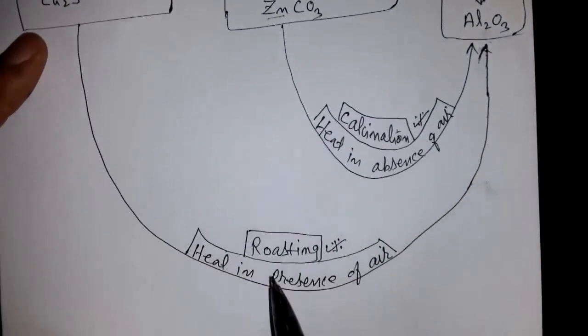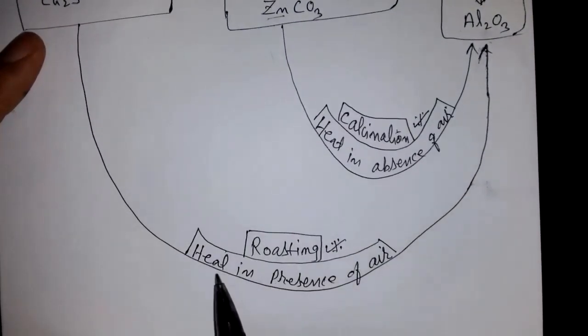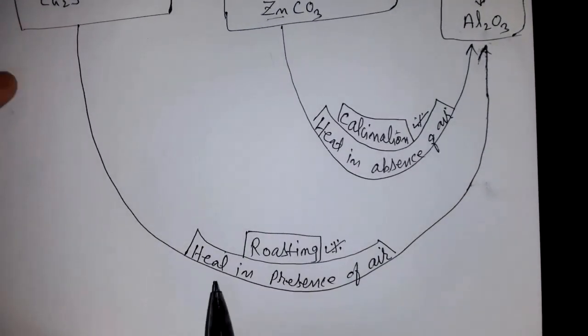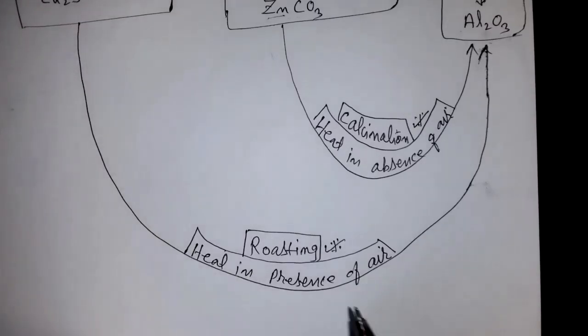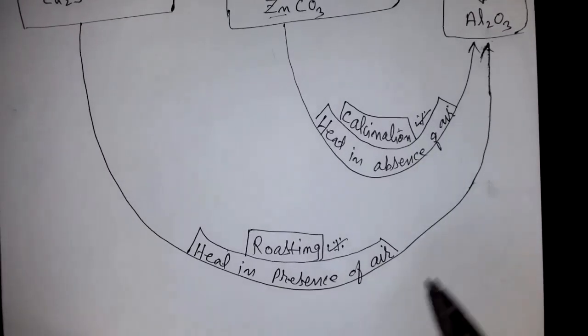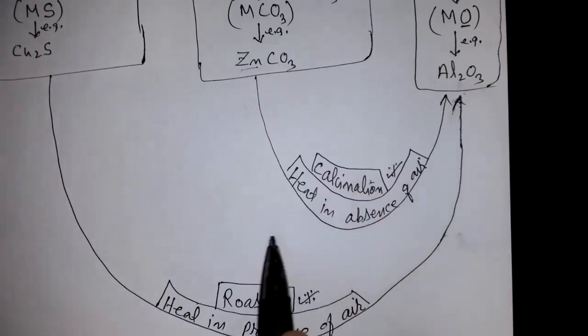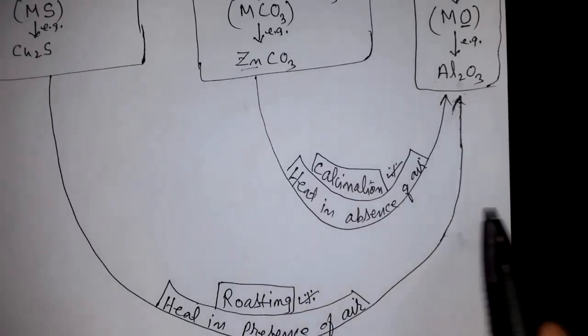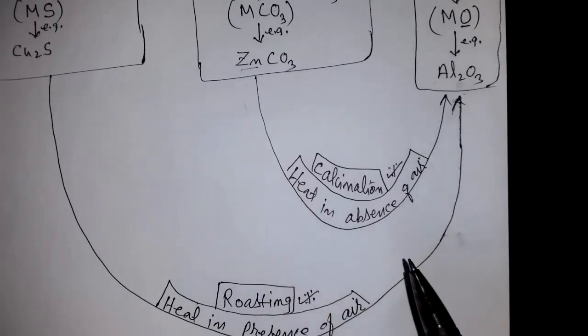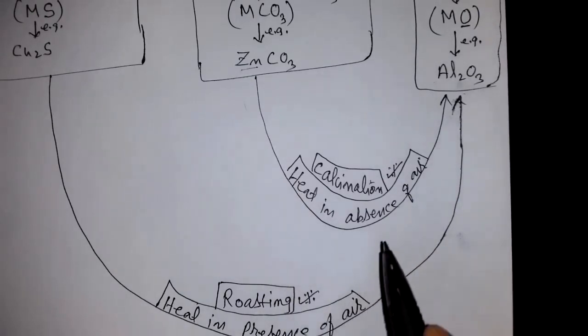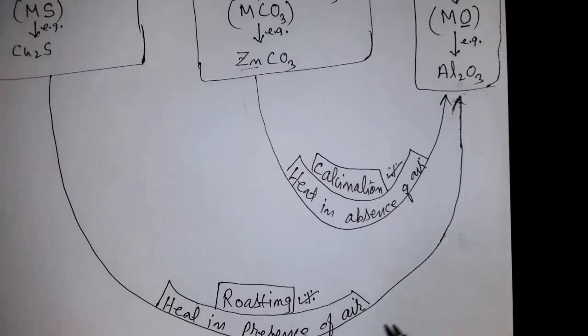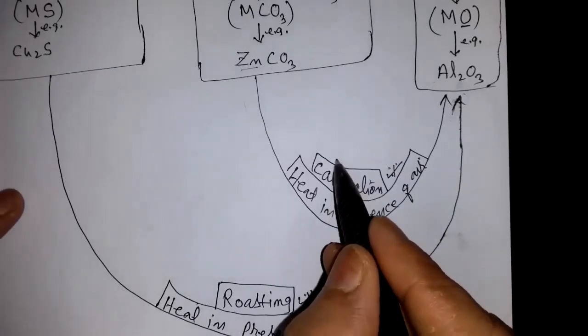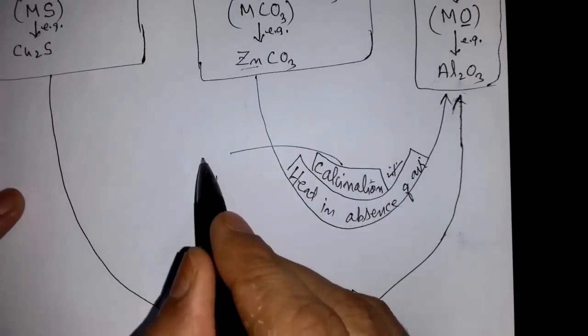So again, I'll repeat. What is the meaning of roasting? Roasting means heating the ore in presence of air, but some textbooks may say in excess supply of air. What is calcination? Calcination is a process in which ore is heated in absence of air. Some textbooks, in place of saying absence of air, may say limited supply of air or insufficient supply of air. Fine. An important question will be the difference between calcination and roasting.